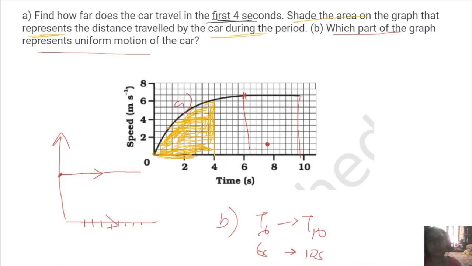So these are some different manipulations of graphical representations. With this, we come to the end of this discussion, and in the next class, we will be talking about the laws of motion. So thank you.